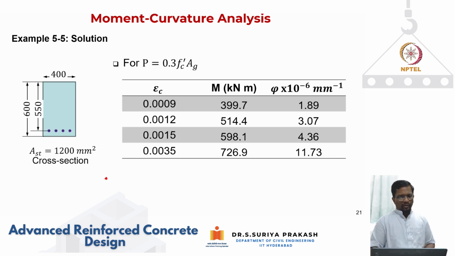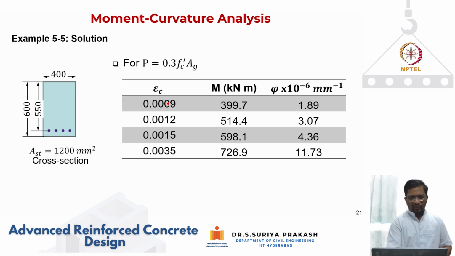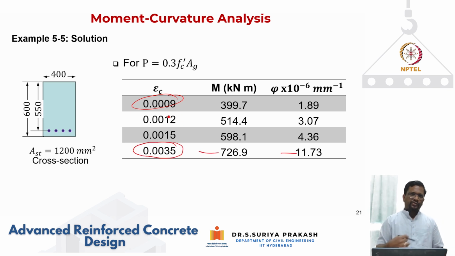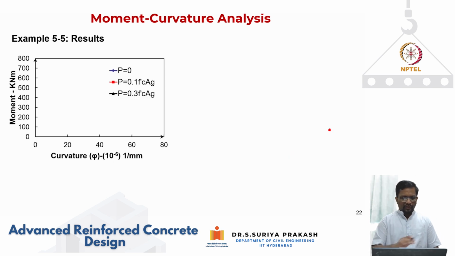So if you do the analysis for multiple points, we have just shown for 0.0035. We got this and we got this. You can do the same process that we have done by incrementing your epsilon c. Again, by using different xu to satisfy equilibrium, you get your alpha and beta, and you take your moment and calculate your curvature. These are the values that you're going to get for 0.3 f prime c Ag. So if you start plotting, now let's compare the three different cases that we have discussed.